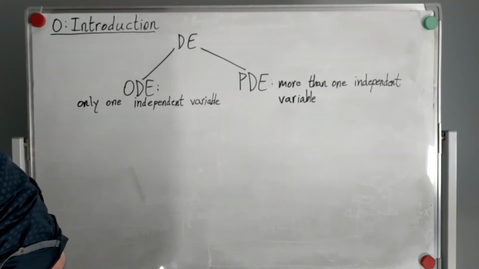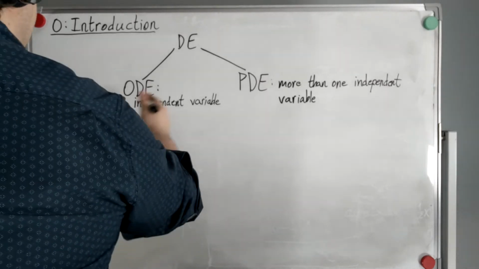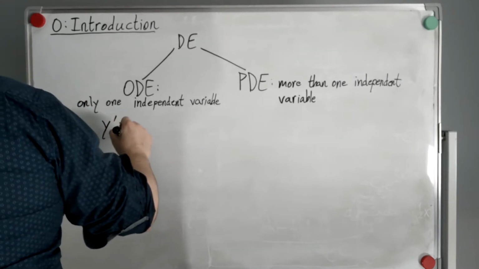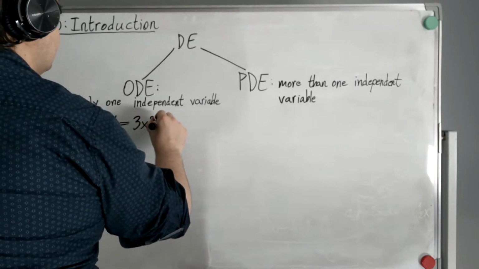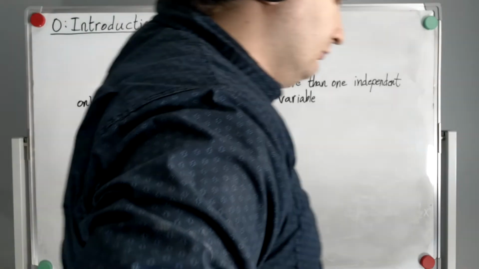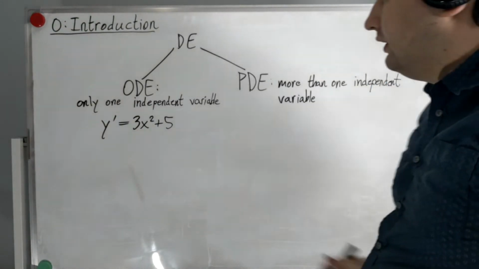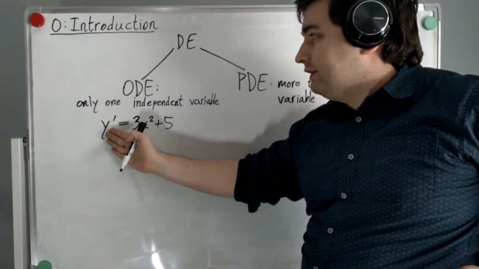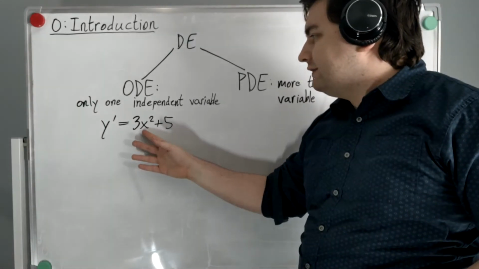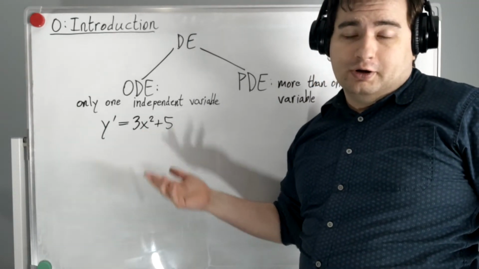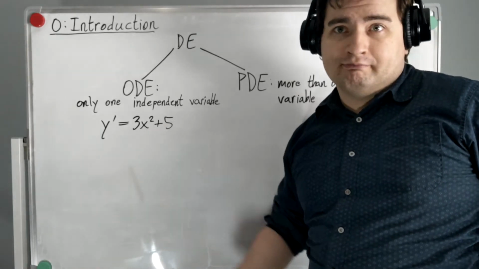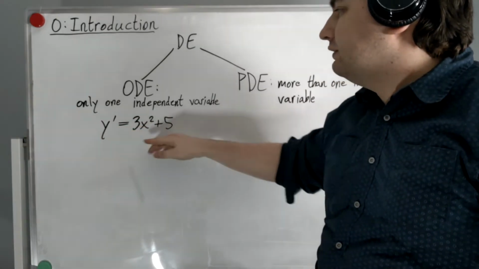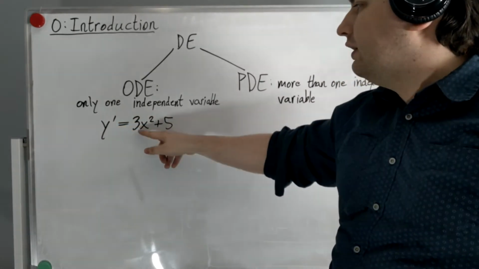So let's look at some examples of each of these. So ordinary differential equations, you could have something like y prime equals 3x squared plus 5. Okay, this is an ordinary differential equation because x is the only independent variable here. Once you have x, you have a value for y. And it's a differential equation because it's saying I want the functions y whose derivatives are 3x squared plus 5.